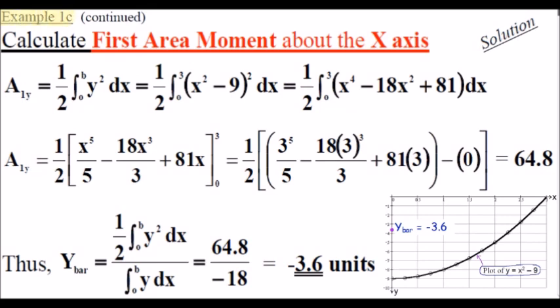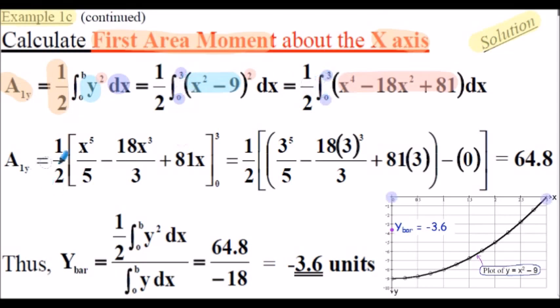Example 1c, solution continued. So let's now calculate the first area moment about the x-axis. Here's the first area moment formula we derived on our previous slide. When calculating the first area moment about the x-axis, remember it's y squared multiplied by dx. So here's our y function, x squared minus 9, but we must square the bracket this time. And that's what's shown here, y squared. Our limits again will be 0 and 3.